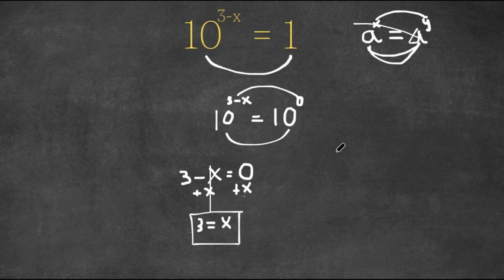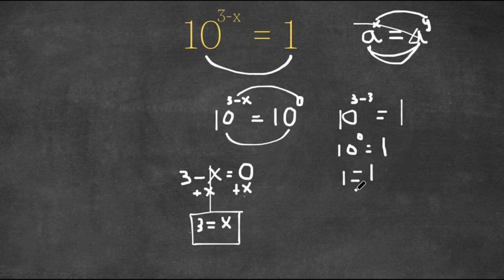Now, why don't we go ahead and plug it into our equation? So this gives us 10 to the power of 3 minus 3 equals 1. 10 to the power of 3 minus 3 is 10 to the power of 0, which equals 1. And remember, anything to the power of 0 equals 1. So we have 1 equals 1, and this is right, meaning our answer of x equals 3 is right.